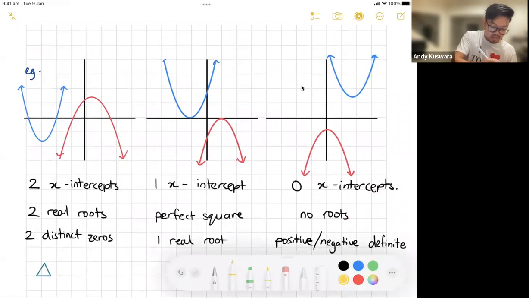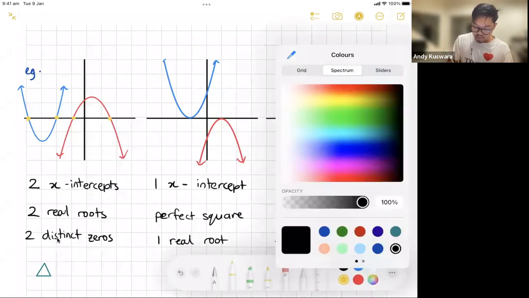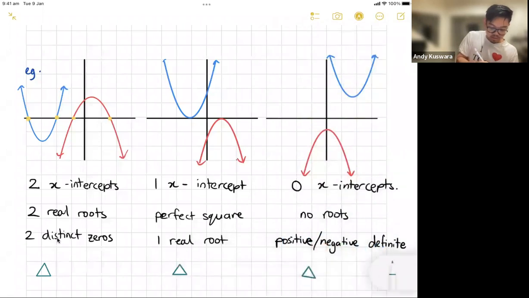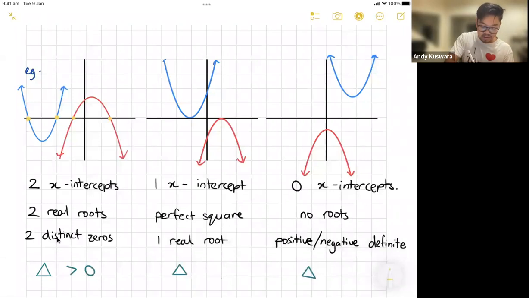You can see that in this first one, can you see how this blue parabola has 2 x-intercepts and this red one has 2 intercepts? Okay, so we call them 2 x-intercepts, 2 real roots, 2 distinct roots. And all this is telling us is that the discriminant is actually going to be greater than 0. Okay, now if I look at these next two, and I drew 2 just to kind of give you an idea whether it's positive or negative, it kind of works.